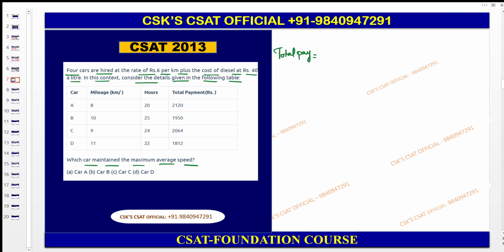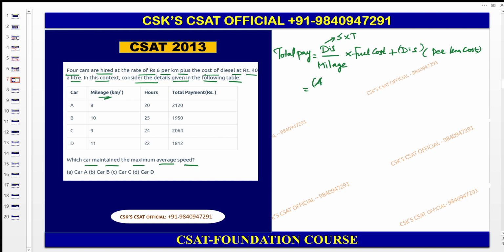The total payment is equal to distance by the mileage, since mileage also is provided in this data, into the fuel cost, which means the diesel cost, plus again the distance into per kilometer cost. Now the distance, you know, is speed into time. So distance is nothing but the speed into time. Then the speed here, you don't know.